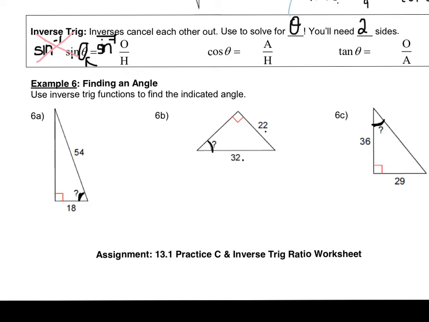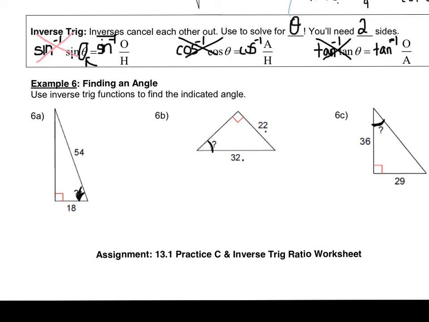Same thing for cosine. If we want to solve for theta, we're going to put cosine inverse in front of it so they cross out, and we'll put cosine inverse of the adjacent over hypotenuse. Last, if you want to cancel out tangent, you'll put tan inverse, it'll cancel out, and then you'll just type it in your calculator and solve for theta. So let's try these examples and it'll make a little more sense.